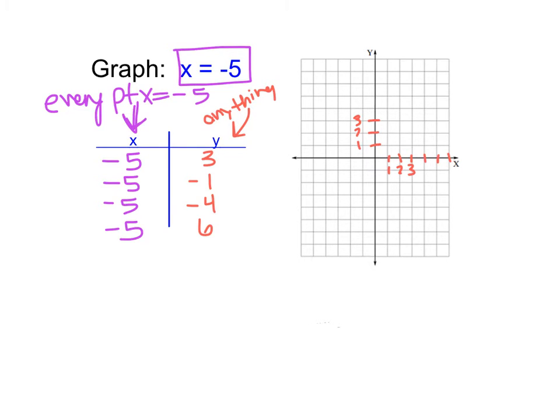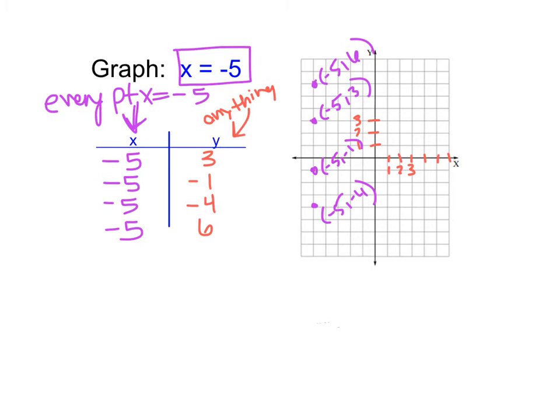So we're going to start by going to x is negative 1, 2, 3, 4, 5. Y is 3. So this is the point x is negative 5, y is 3. Then x is negative 5, y is negative 1. X is negative 5, y is negative 4. X is negative 5, y is 1, 2, oops, I plotted this one a little bit too low there. Sorry about that. And then this last one here is x is -5, y is 6.